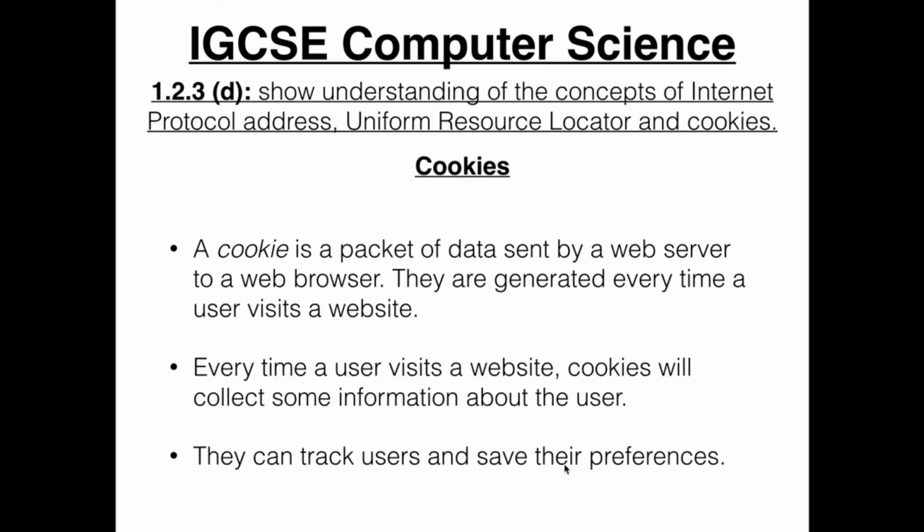They can track users, creepy, and save their preferences. Like, if you go to Amazon, for example, and you view an item, the next day, if you go back to the Amazon home page, it may say something like, customers who have viewed this item also viewed whatever lists. So that's pretty much how cookies work.